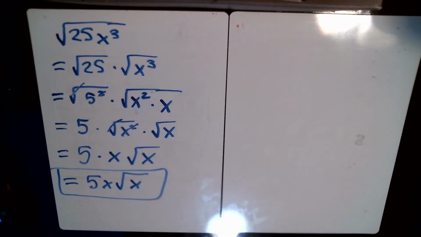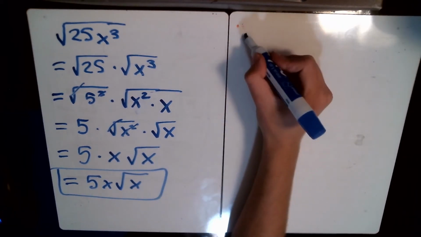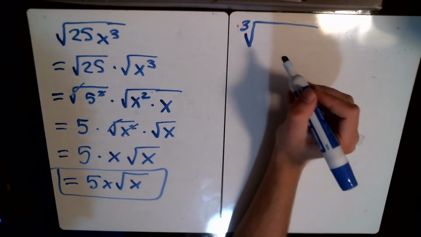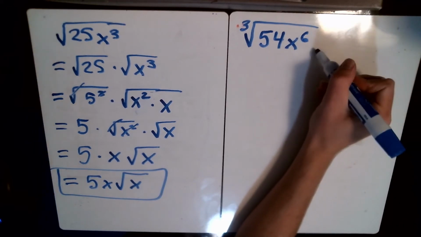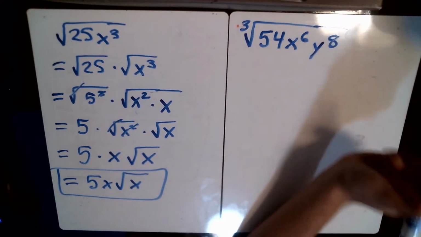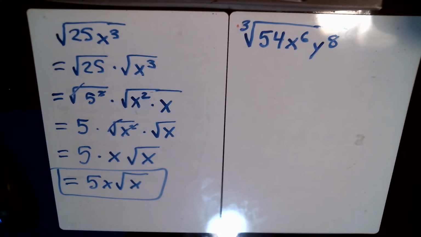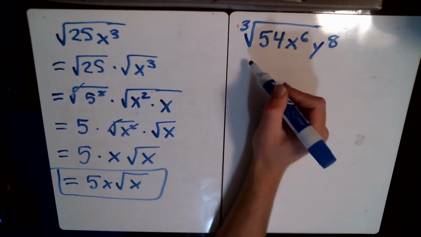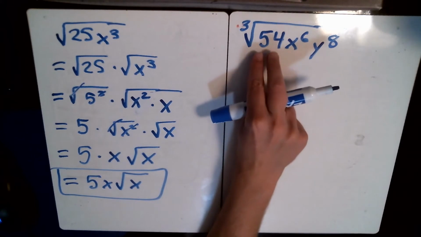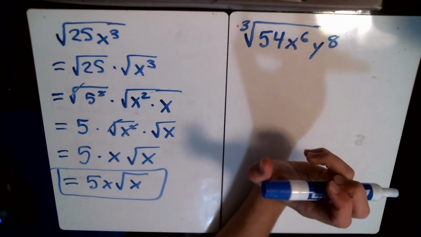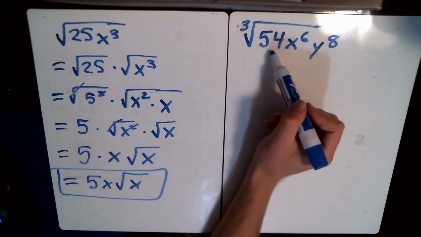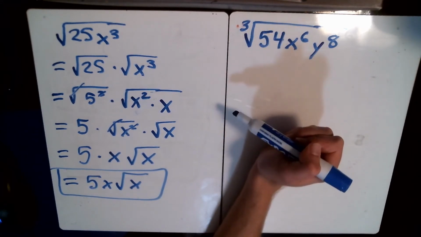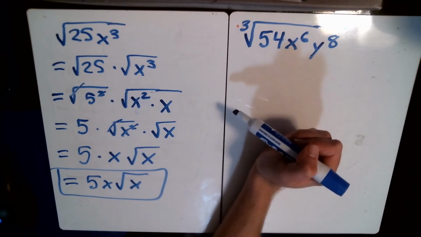Okay? Let's do a few more like this. So let's look at the cube root of 54, x to the 6th, y to the 8th. Let's do that. So again, you may want to think of splitting these up into different pieces. Just worry about 54 first. In this case, we're doing a cube root. So we're trying to figure out, are there any perfect cubes inside of 54?